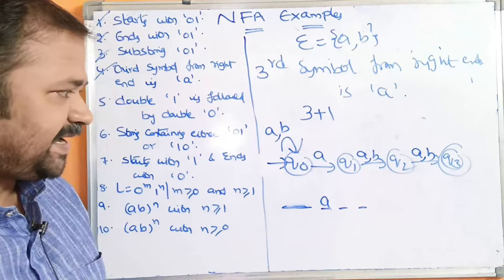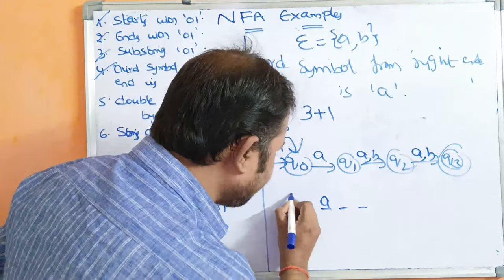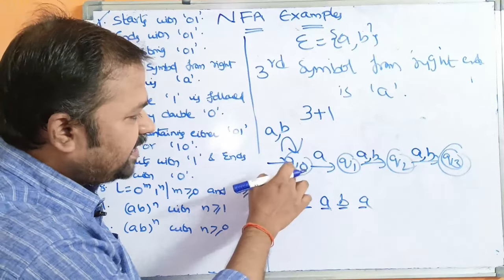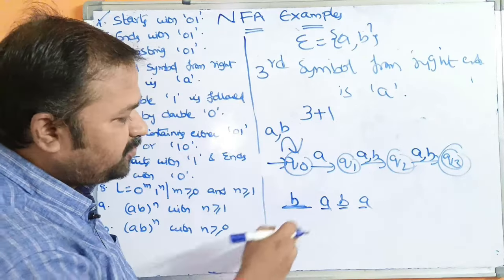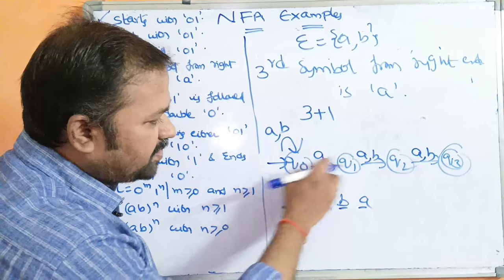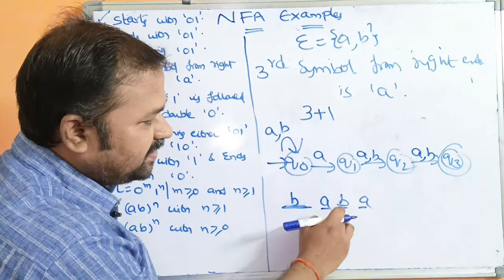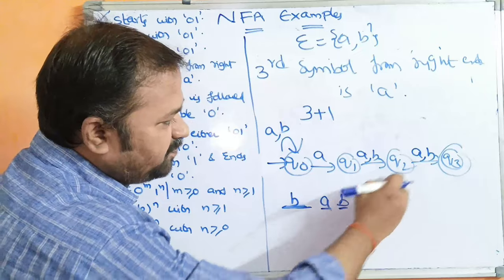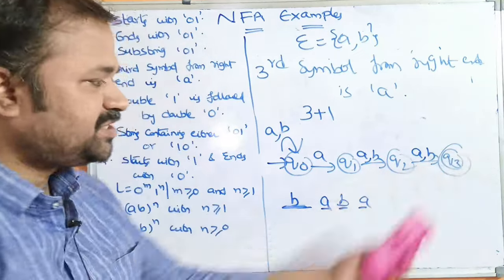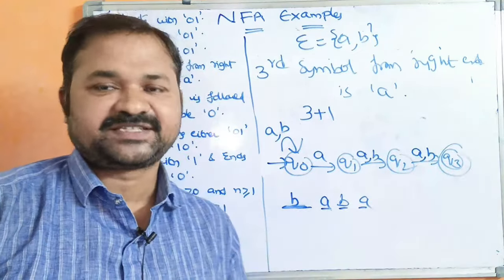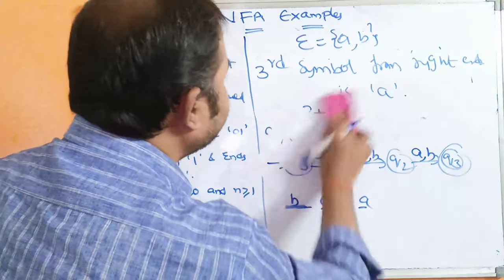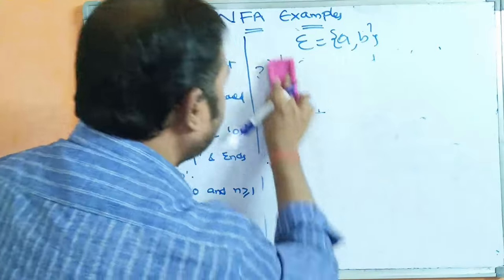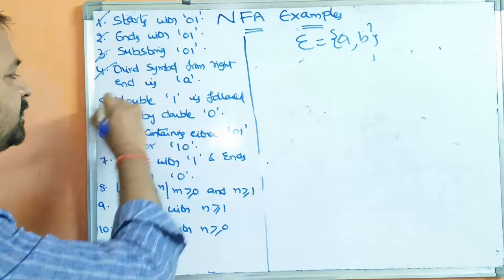A, B. Let the string be like this: B A B A. Let us apply B on Q0, we will be at Q0 only. Apply A on Q0, we move to Q1. Apply B on Q1, we move to Q2. Apply A on Q2, we move to Q3. Q3 is the final state. So in this way, we can design the automaton. Now let us see the next example.